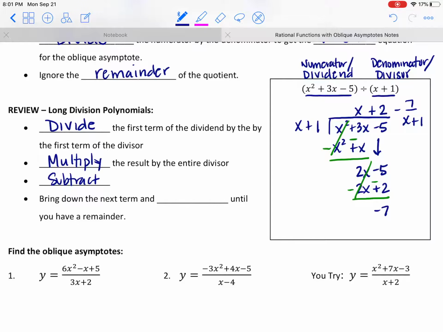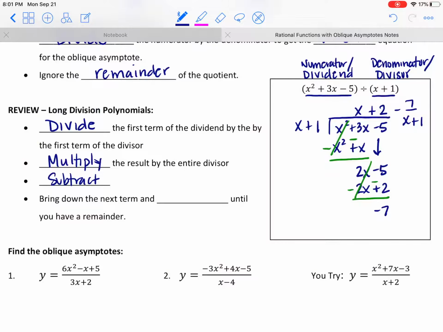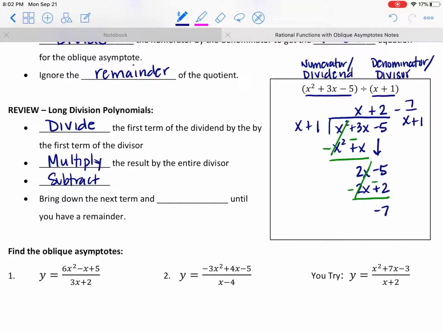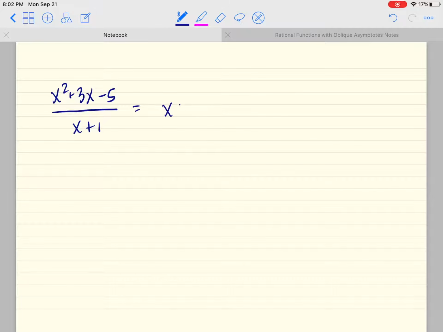Okay, so let me try to help you understand what's happening here. We just took x squared plus 3x minus 5, and said let's divide it by the x plus 1 here, and we got x plus 2 and then a remainder of negative 7. So this ended up being x plus 2 plus a remainder of negative 7 over our divisor, which was x plus 1. Okay? So what I'm telling you here is these two are the same function in different forms.